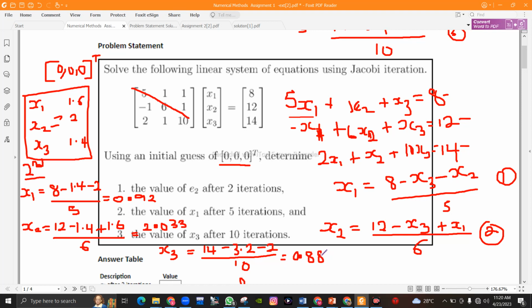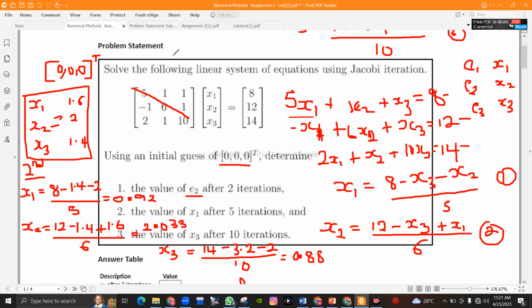Now the question asks us to calculate error 2. There's something called error 1. When you're talking about error 1, you're talking about x1. You'll be looking at the error of x1. When you're talking about error 2, like this one, we're talking about the value of x2. When you're talking about error 3, you calculate with the x3 value. So that's the difference. That's what error 2 is. So let's calculate the error.